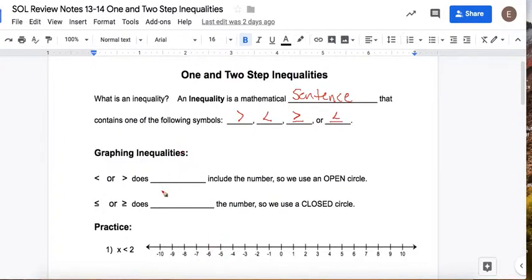Now, when you're graphing inequalities, less than or greater than does not include the number. So we use an open circle. Less than or equal to or greater than or equal to does include the number. So we use a closed circle. So just an open circle colored in.